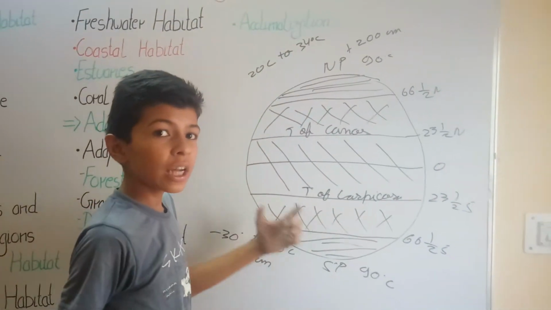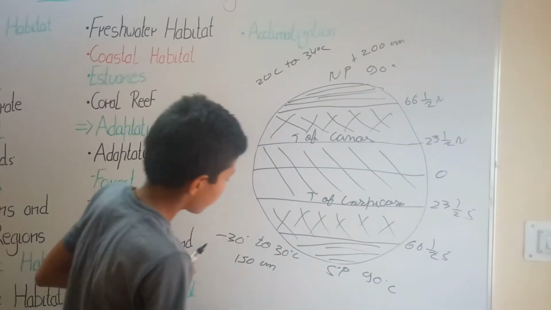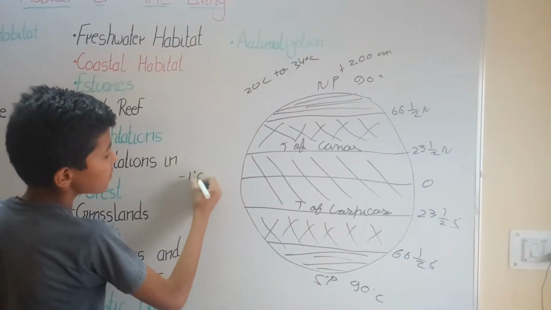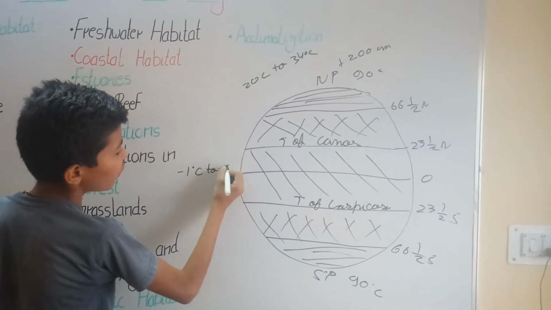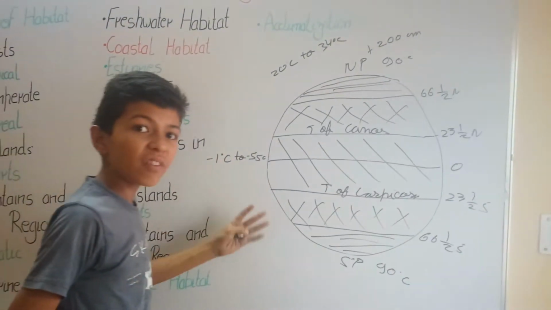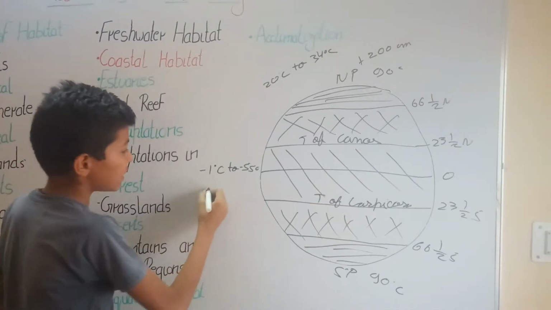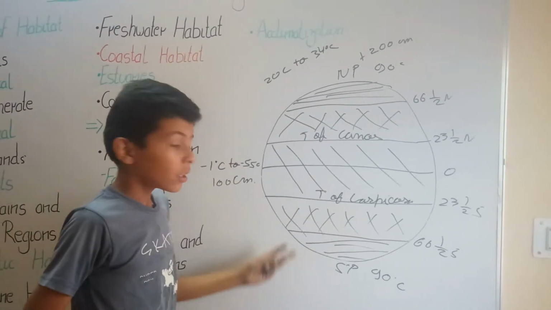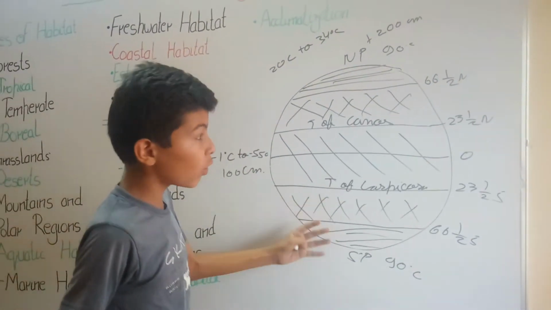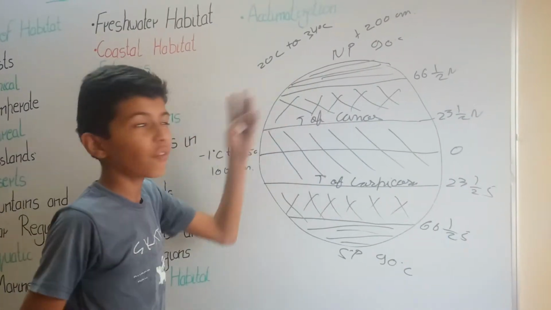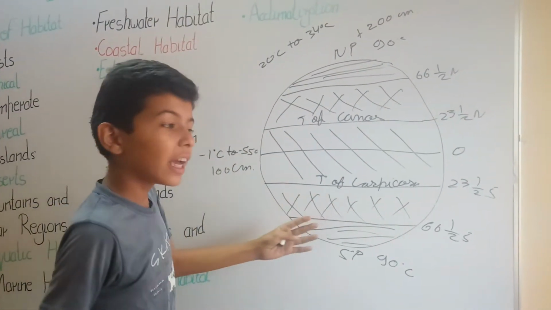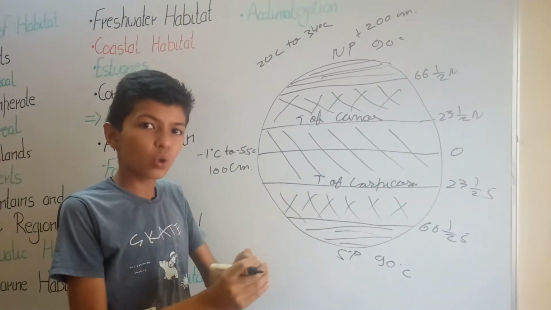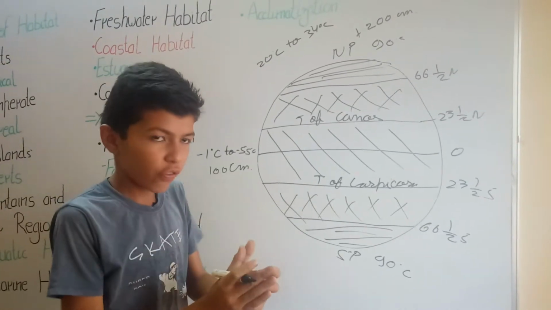The annual temperature here varies from -1 degree Celsius to -55 degree Celsius, and the annual rainfall in this region is about 100 centimeter. Snow is common in the boreal forest, and the plants found here include the fir and the pine, and the animals found here include the mountain lion and wolf.